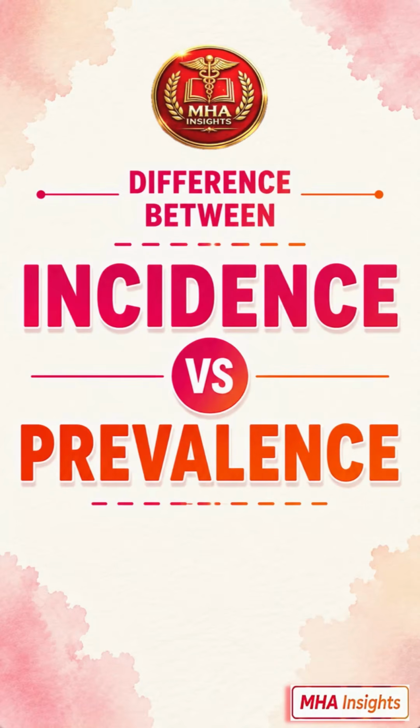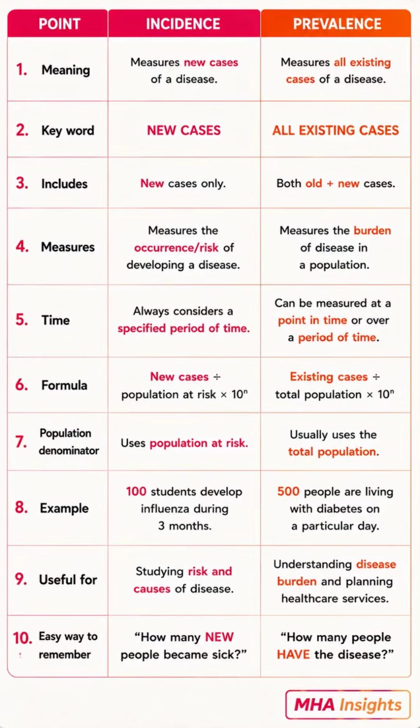In today's video, we are going to understand the difference between incidence and prevalence, two very important concepts in epidemiology. Let's understand the difference point by point. First is meaning. Incidence measures the new cases of a disease occurring in a population during a specified period of time. On the other hand, prevalence measures all existing cases of a disease in a population. Keyword. The keyword for incidence is new cases and the keyword for prevalence is all existing cases.